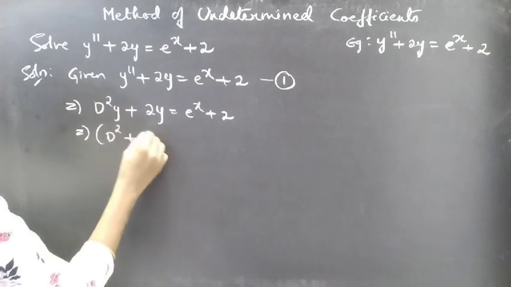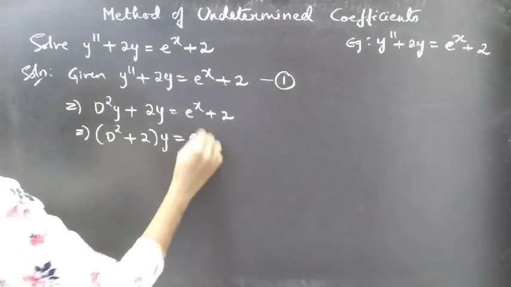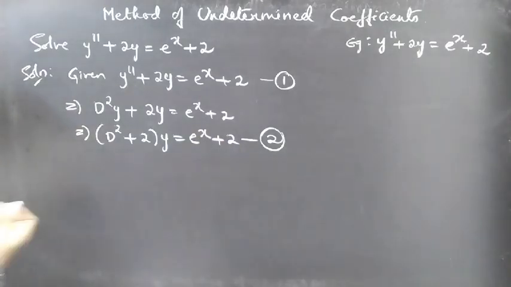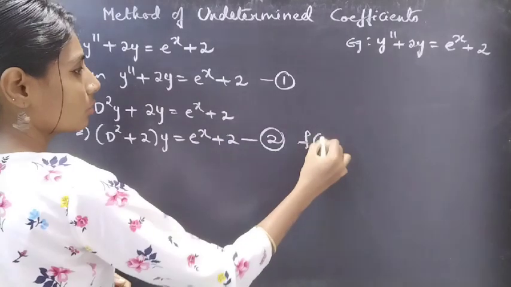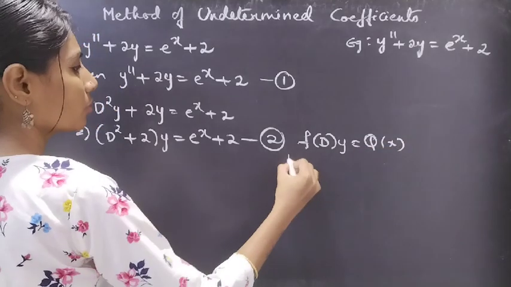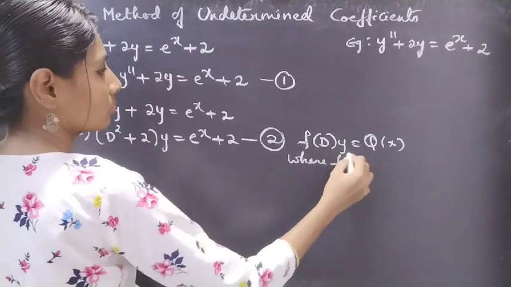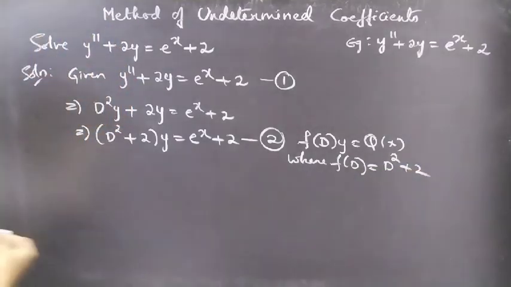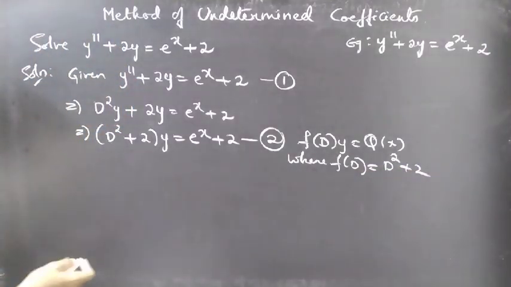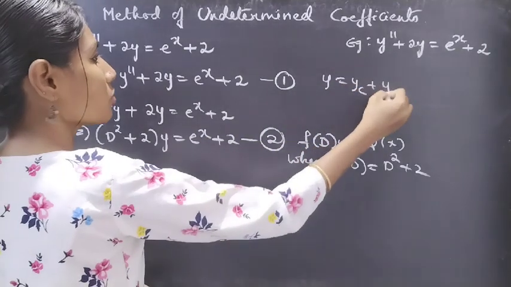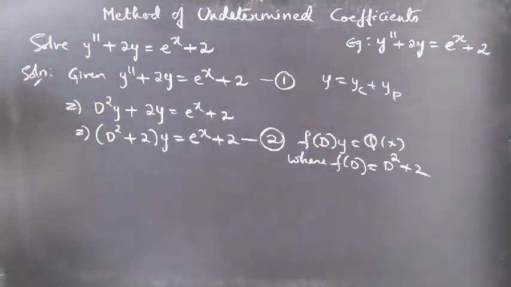Now take y common from the two terms of the LHS, which is of the form f of D into y equal to some Q of x, where f of D equals D square plus 2, right? Now the solution to this equation is given by y equal to yc plus yp. We know that because we are having an RHS part also, right?